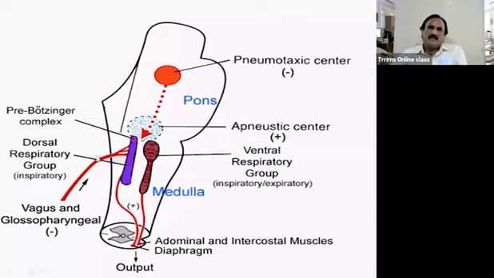So actually, there is an oscillatory model between the dorsal respiratory group and the ventral respiratory group, or in other words, the inspiratory group and the expiratory group. You can compare this to a pendulum. In a clock, the pendulum moves from one end to the other end. This oscillatory model is there between the inspiratory center and the expiratory center, or the dorsal respiratory group of neurons and the ventral respiratory group of neurons.